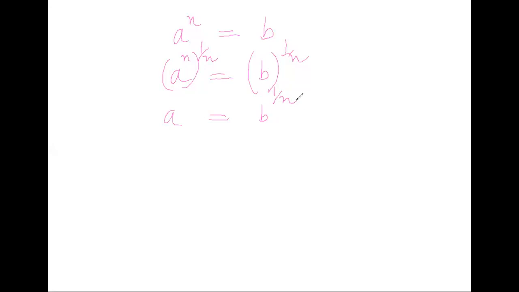So see what happened. What happened? See, if I erase the middle step, now you see what has happened. This n has become 1 over n on the other side. Is it? And 1 over n becomes n on the other side.